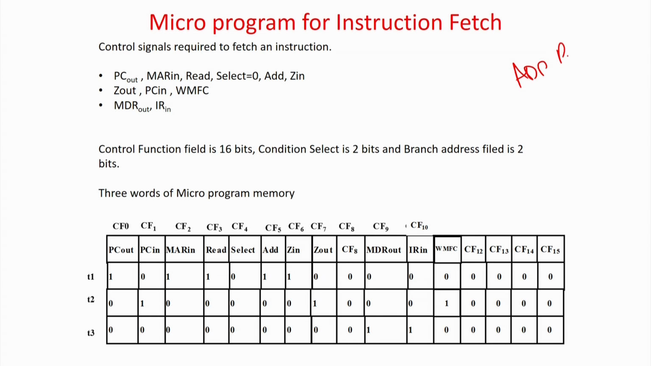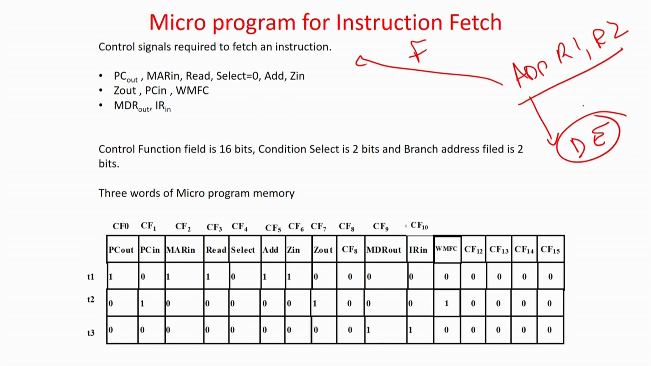Say, as I already told you, add R1, R2. This is the instruction which is to be executed, that is the macro instruction. You already know that an instruction is first fetched, then decoded and executed. So many times we have dealt with this: this is the microprogram of three microinstructions which corresponds to fetch. The first one takes the value of the program counter out to the memory address, you read the memory, and you select 0, add, and Z, that is, you are incrementing the value of PC.